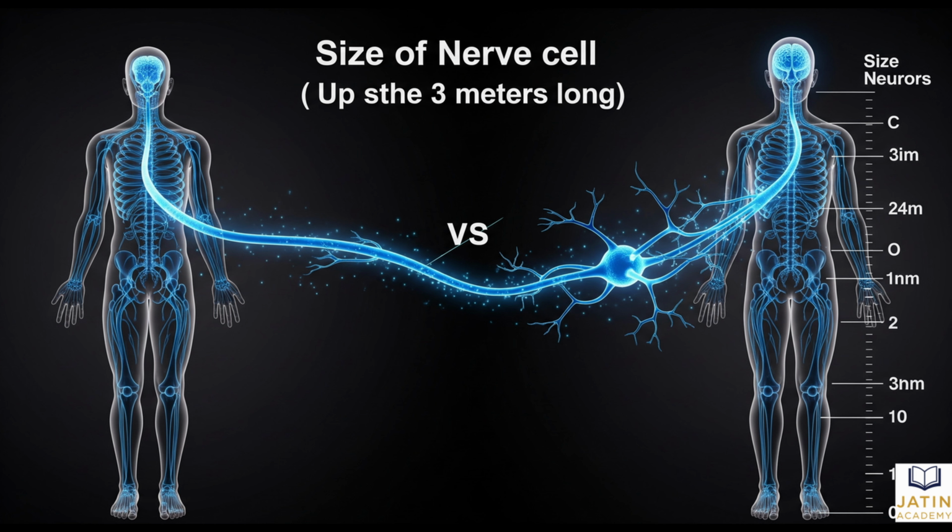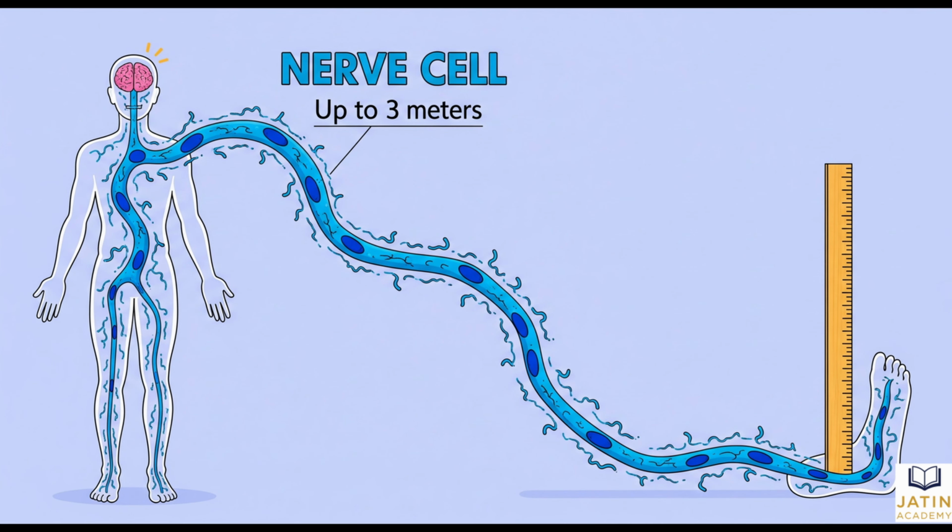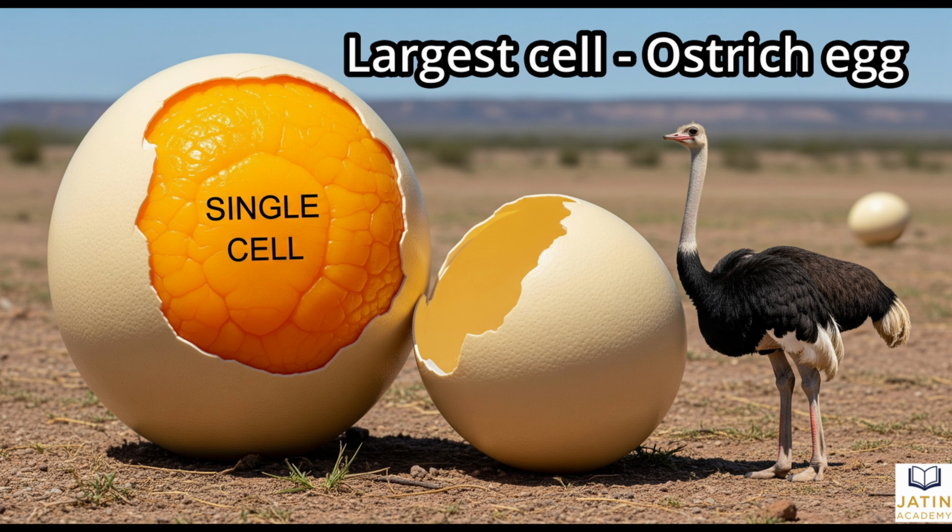You might be wondering, that long? Yes, inside our bodies are nerve fibers that carry signals from the feet all the way to the brain, and these are cells too. Now let's talk about the largest cell. Do you know which one it is? A bird's egg. Yes, the yellow part you see in an egg is actually a single cell. An ostrich egg is so big that its diameter can be around 170 to 200 millimeters.